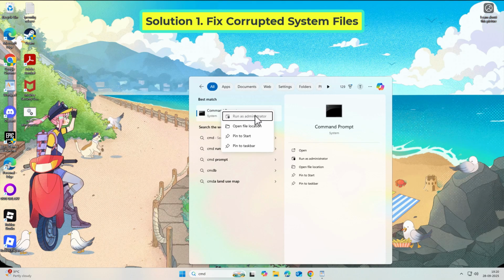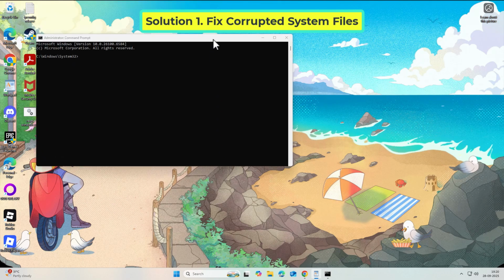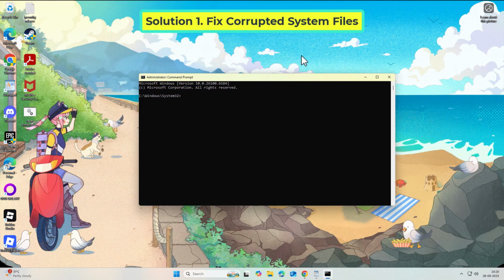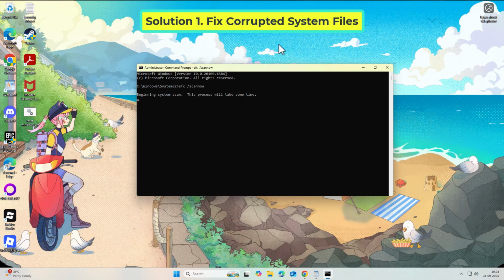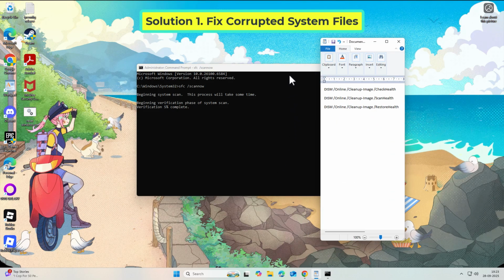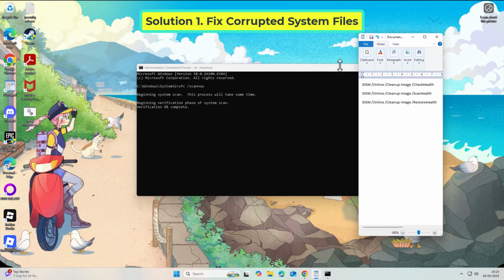Solution 1. Fix corrupted system files. Copy and paste the command that you will find in the description of this video. After entering all commands, restart your computer and try again, and your problem should be fixed.